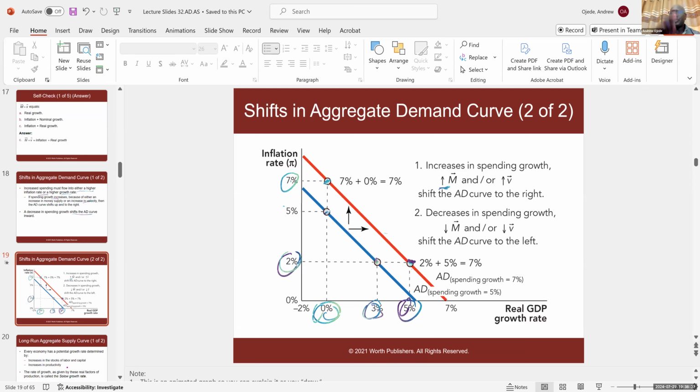And then the converse of that is true. If the Federal Reserve decides to decrease the growth rate in the money supply, so there's going to be limited money available in the economy, or when Americans slow down their spending patterns and velocity goes down, then the aggregate demand curve is going to shift inwards. It shifts to the left, to somewhere like this. So a decrease in spending growth, triggered by either a decrease in money supply growth or a decrease in the growth rate of velocity, the percentage change in velocity decreasing, is going to shift the aggregate demand curve to the left.